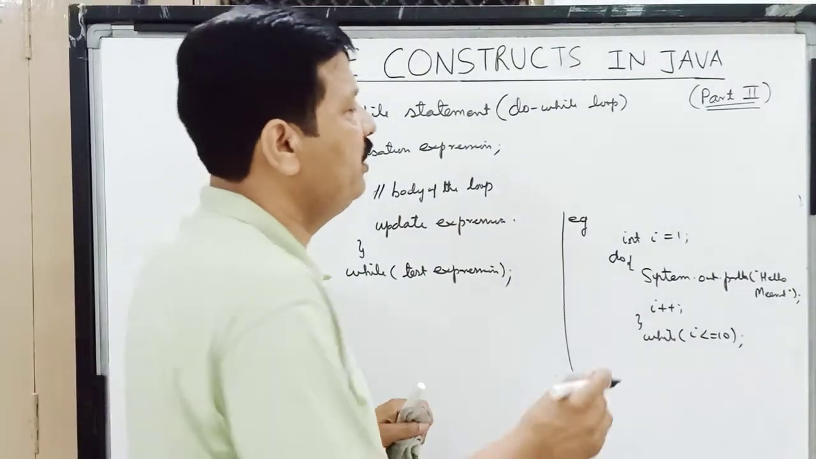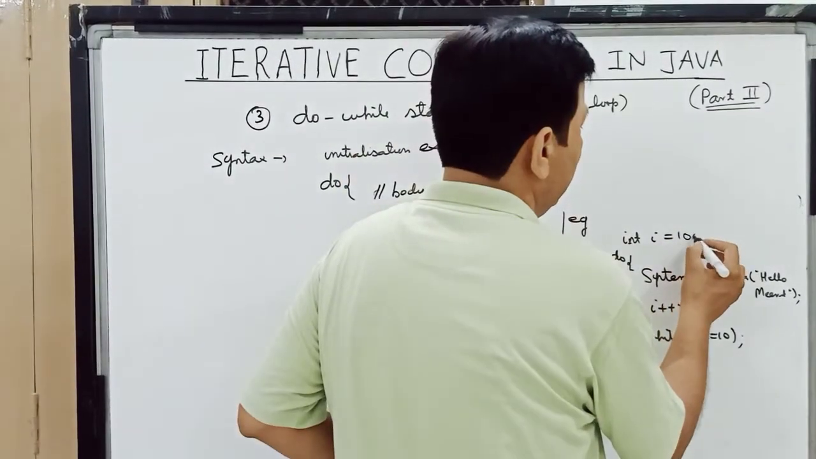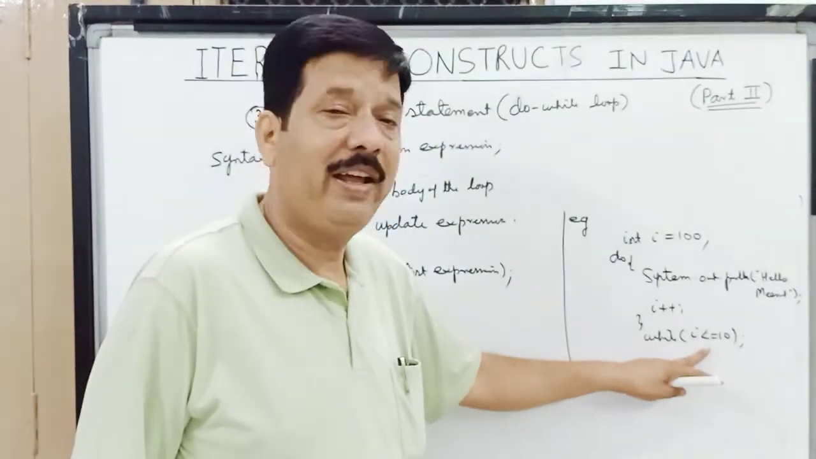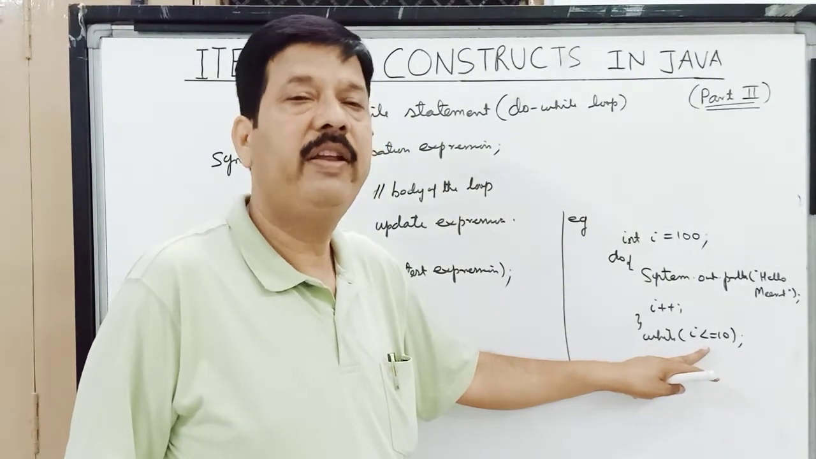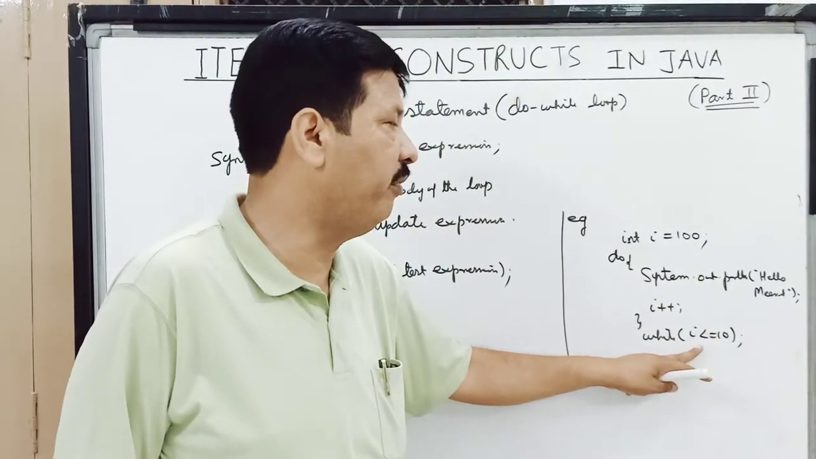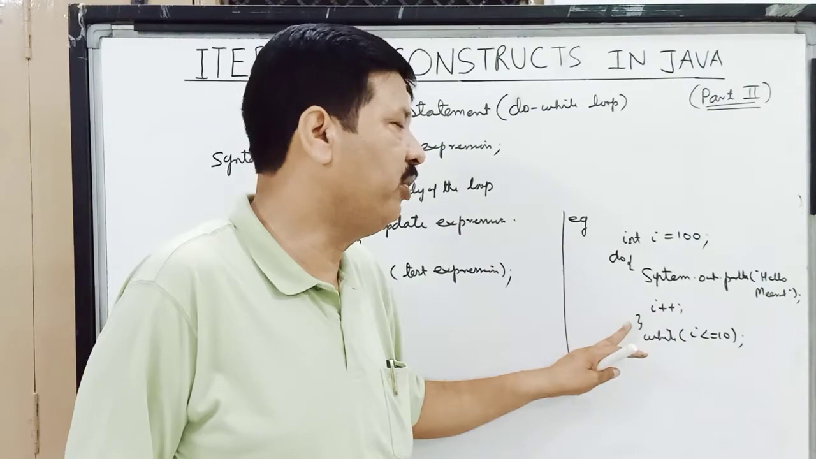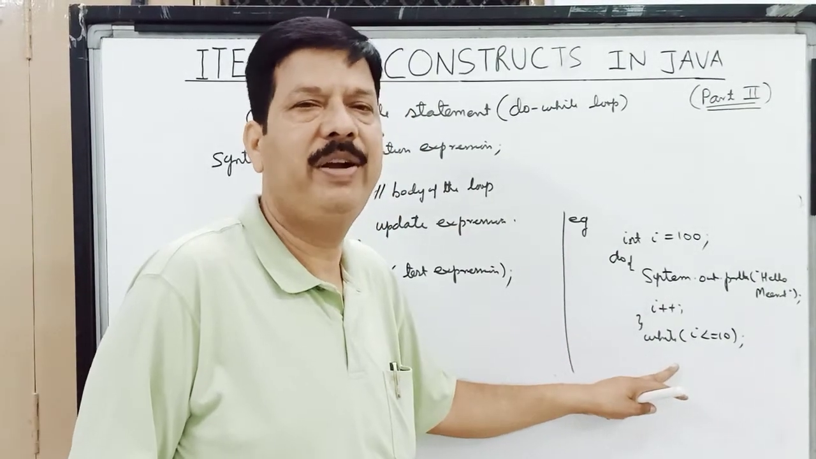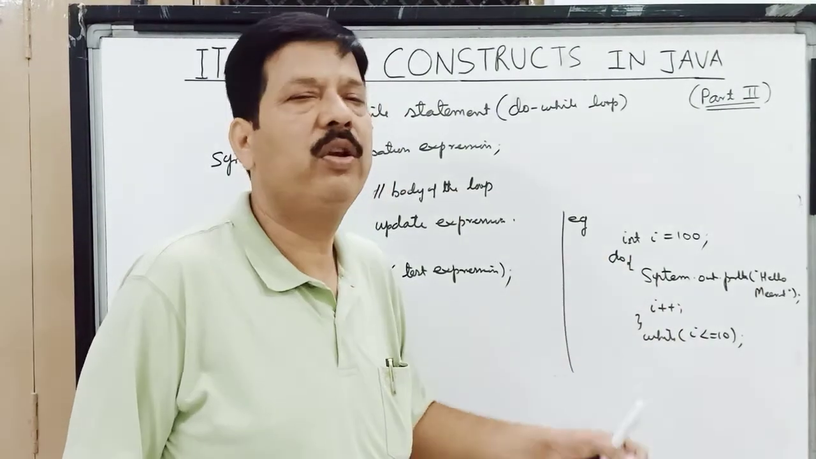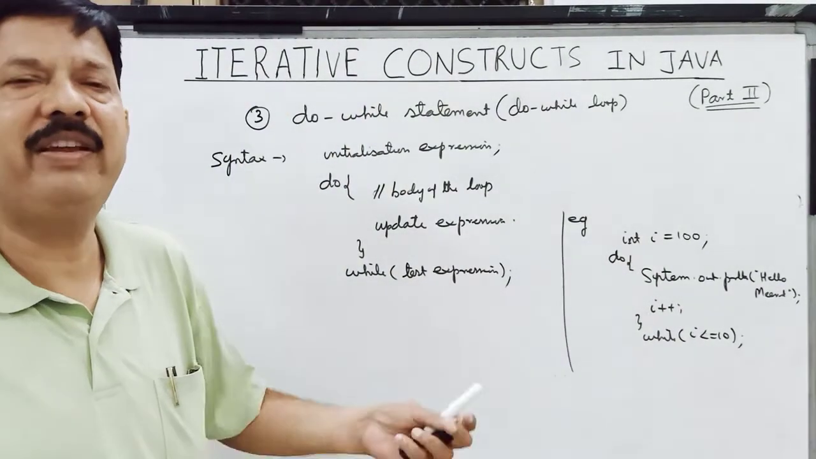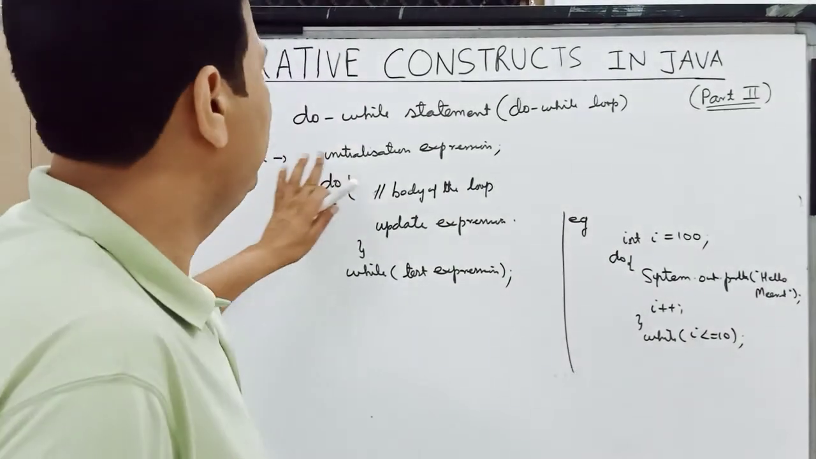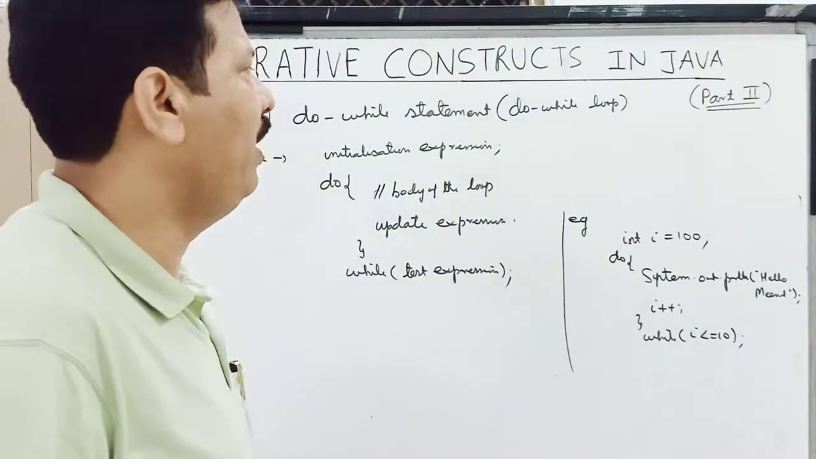Say for instance, children, I have taken my initialization expression as 100. So now 100 is less than 10. Is it or not? It is false. So this condition is false. But even though this condition is false, this loop will get executed once, and then this condition will be tested, and then the loop gets stopped. So this loop is going to get executed at least once, even if the test expression is false. So this is the do while statement, the structure of the do while statement.